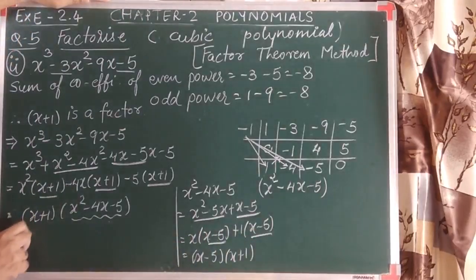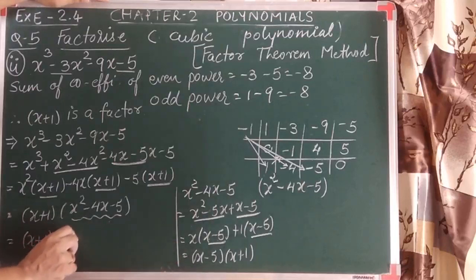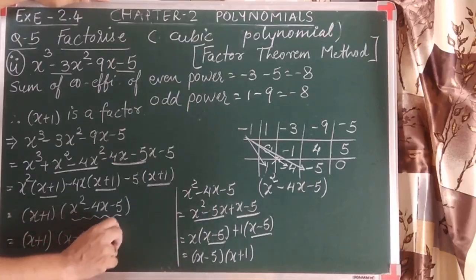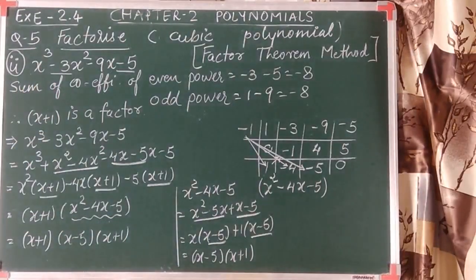So this x plus 1 stays as it is, and the quadratic has two factors: one is x minus 5 and another is x plus 1. As it is a cubic polynomial, we obtain 3 factors. That is x plus 1, x minus 5 and x plus 1. You can write x plus 1 the whole square also.